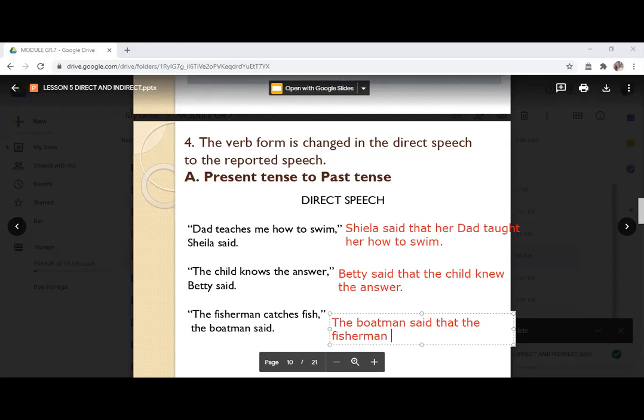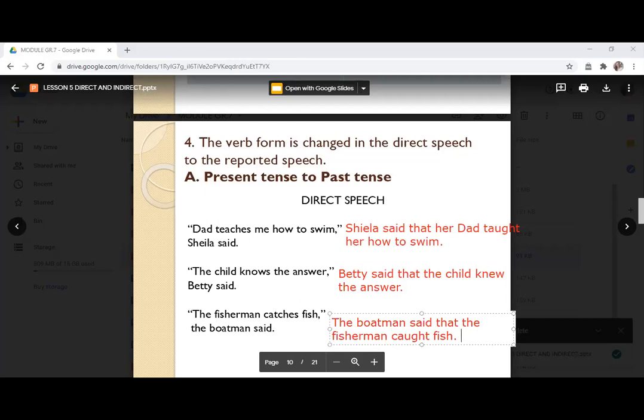The boatman said that the fisherman had caught or caught? Had, ma'am. Are you sure? Had caught or caught? Caught. Okay. So the boatman said that the fisherman caught fish. Okay? So that is the answer.